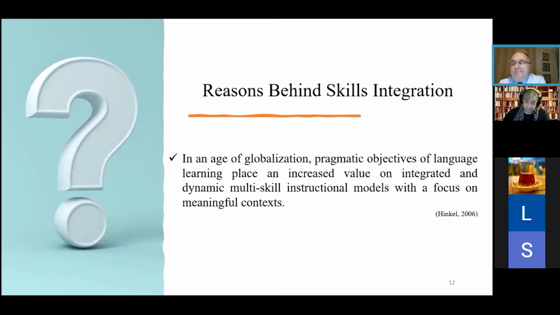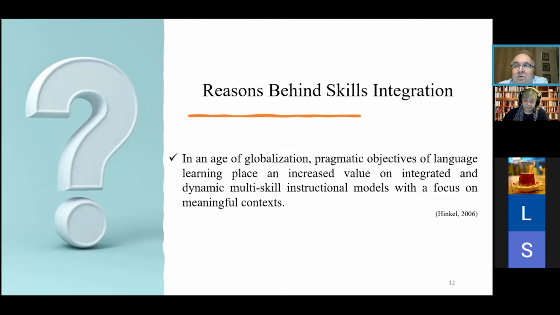This is the third one. In an age of globalization, pragmatic objectives of language learning place an increased value on integrated and dynamic multi-skill instruction models with a focus on meaningful communication and meaningful context. As I have already mentioned, communicative language teaching places a great deal of value on teaching language skills with the goal of enabling learners to communicate meaningfully both inside the classroom and also outside the classroom.